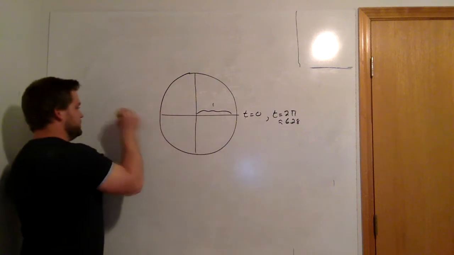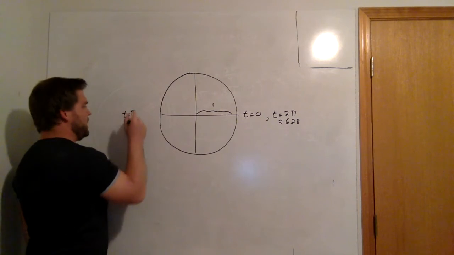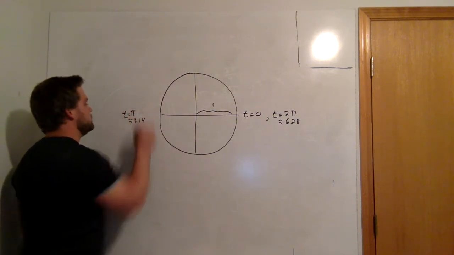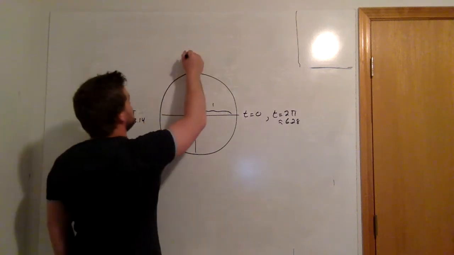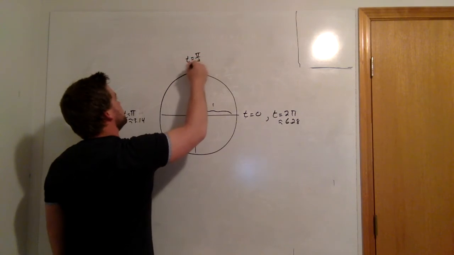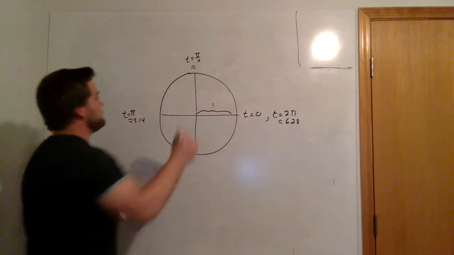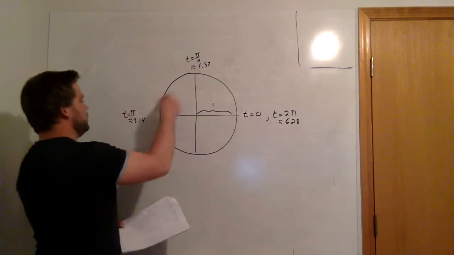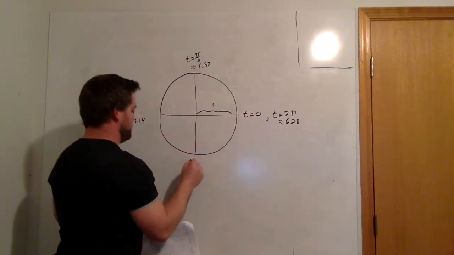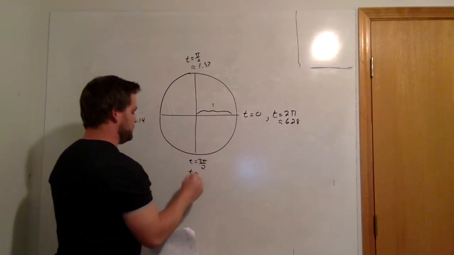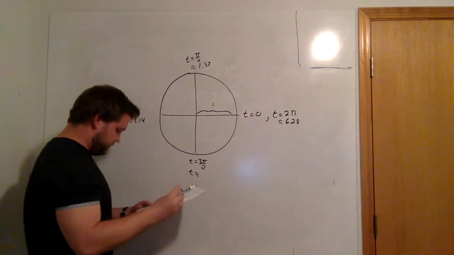2 pi r, and r is 1, so the entire circumference is 2 pi. Cut that in half. If I travel halfway along the circle, my t would be pi. Pi is roughly 3.14. If I cut that in half, I would have traveled a quarter around the circle, which is pi over 2 units, roughly 1.57. And if I travel a distance of 3 pi over 2 around the circle, that is roughly 4.7.